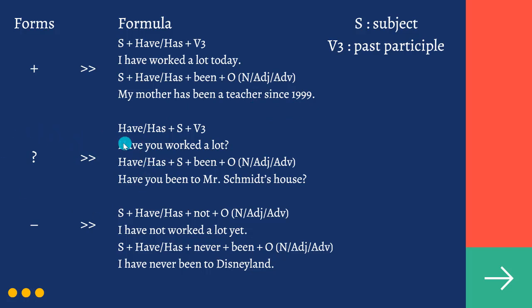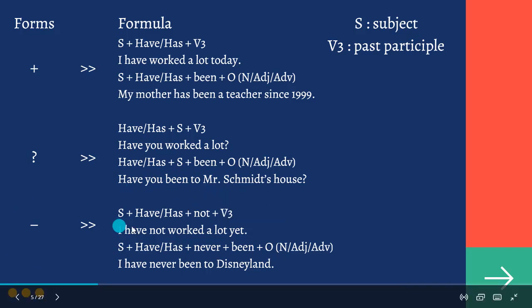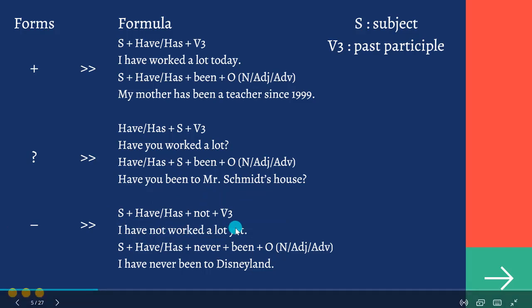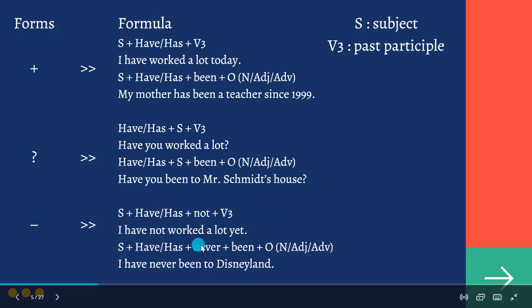And then the interrogative sentence: have or has, plus subject, plus past participle. Have you worked a lot? Or in the nominal sentence: have or has, subject, been, plus object. Have you been to Mr. Smith's house? The negative sentence: subject plus have or has, plus not, plus past participle. I have not worked a lot yet. And in the nominal sentence: subject, have or has, never been, object. I have never been to Disneyland. Okay.